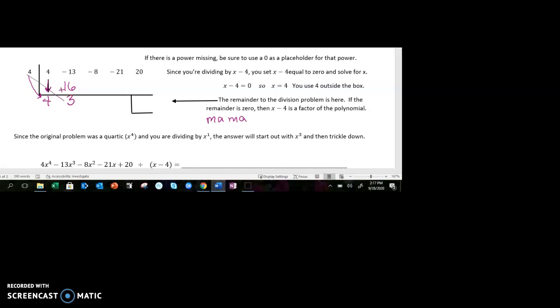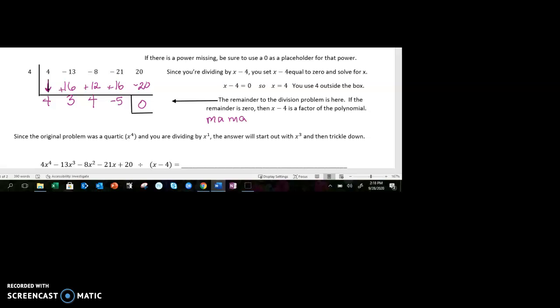4 times 3 is 12. Now I add, and I get 4. 4 times 4 is 16. I add, and I get negative 5. 4 times negative 5 is negative 20. I add, and I get 0. The last number is the remainder. So this has a remainder of 0.